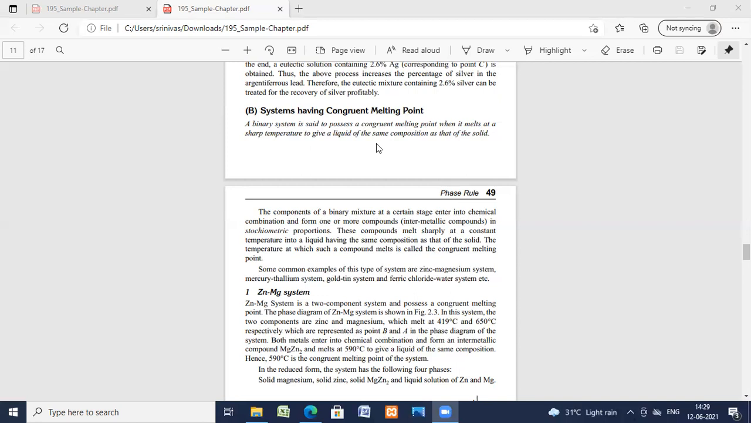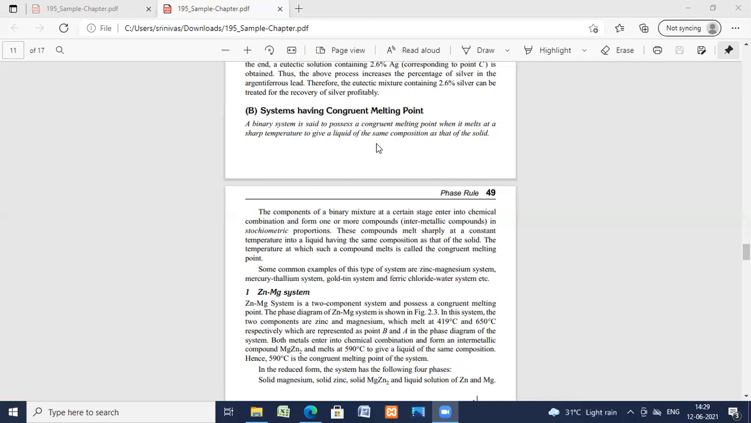Next, we'll take calcium carbonate when it is heated. When it is heated, we have CaO and carbon dioxide. The two solid phases and one gaseous phase. Phases are 3. Calcium carbonate is solid, calcium oxide is solid, carbon dioxide is gas. So the phases are 3.